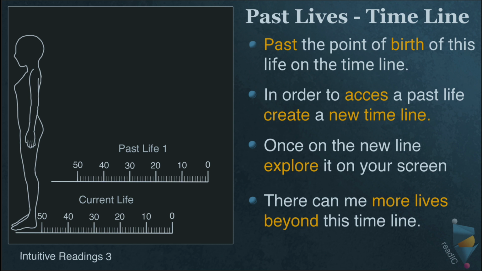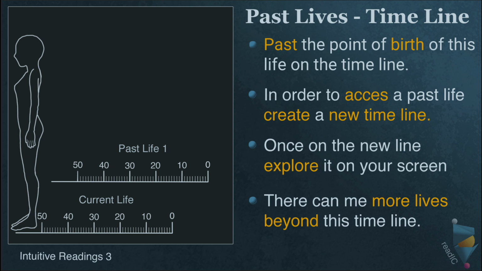Before 0, that's when conception happened, and at that point you would find that there's maybe a little bit of a space because you're in limbo, or you're wanting to come back into this life, and then there's a timeline that goes before that. I just put up to 50 because reasons.